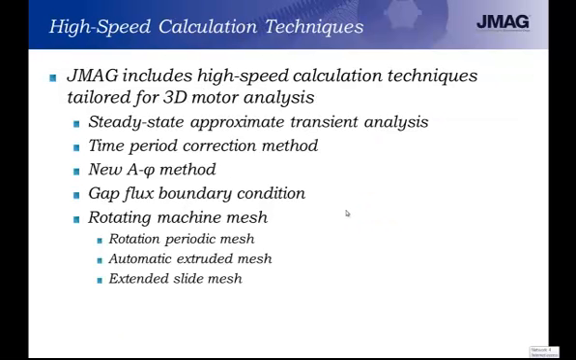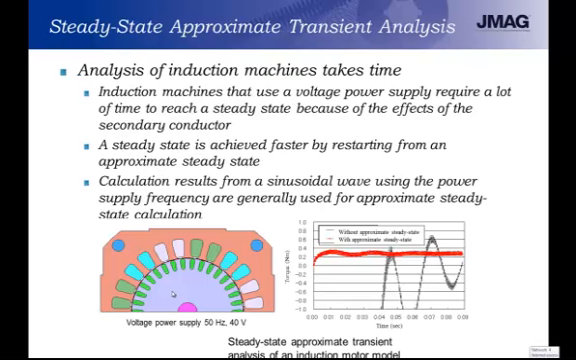There are also high-speed calculation techniques that are based on software tools. These are the steady-state approximate transient analysis, the time periodic correction method, the A-phi calculation method, the gap flux boundary condition, and the rotating machine mesh from periodic mesh, automatic extruded mesh, and extended slide mesh.